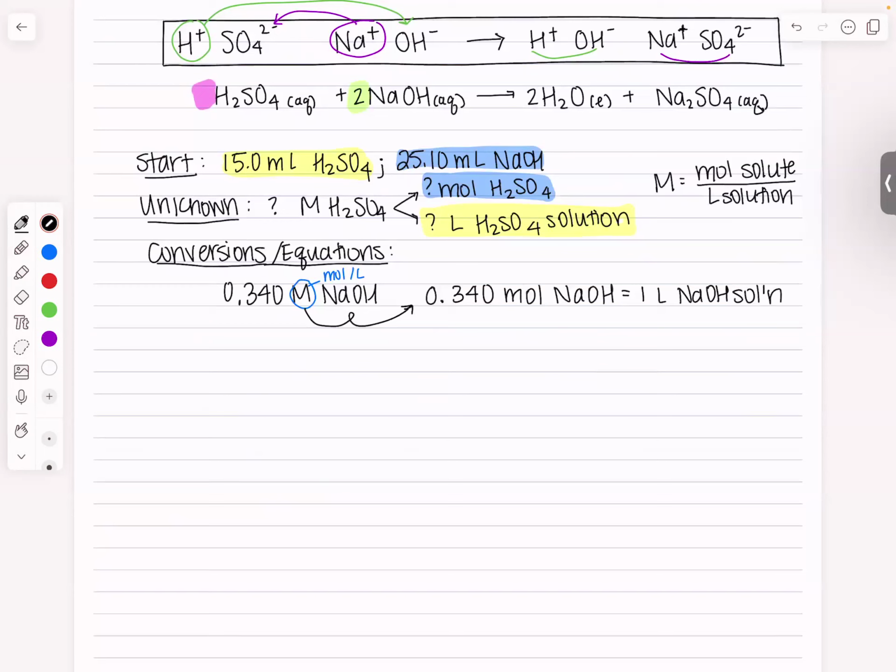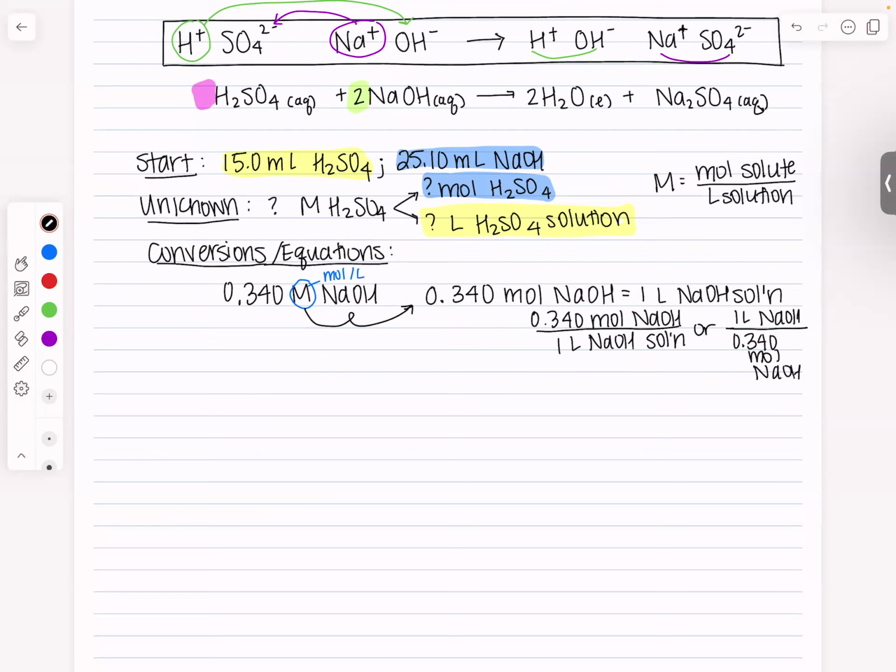I'm going to abbreviate solution here as SOL apostrophe N. So I can use that as a conversion factor, which means I can write it as 0.340 mole of sodium hydroxide on the top and 1 liter of sodium hydroxide on the bottom. Or I can write 1 liter of sodium hydroxide on the top, and I can say 0.340 mole of sodium hydroxide on the bottom. And I can use either way. And instead of writing it in one of those ways, I can write it as an equality, and that kind of helps me see that I can do either one of those. So that's a conversion factor.